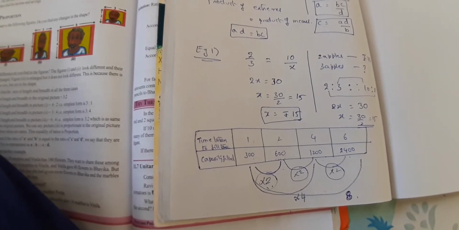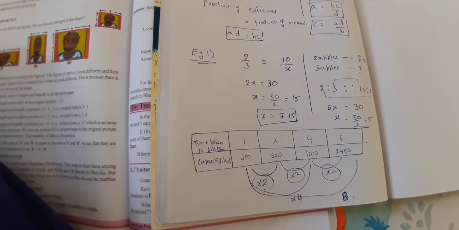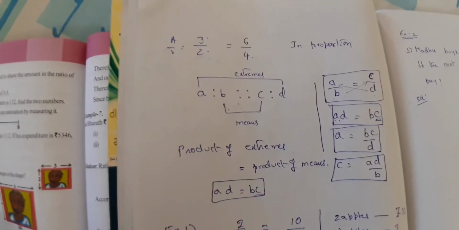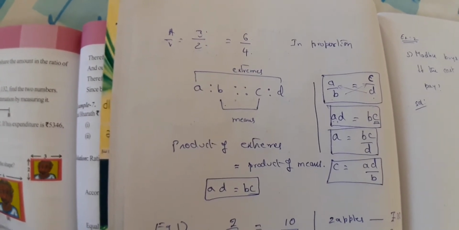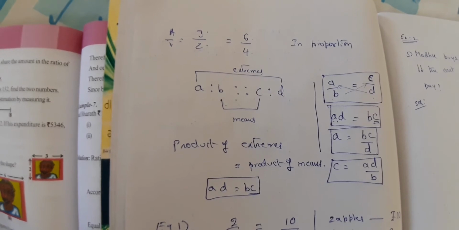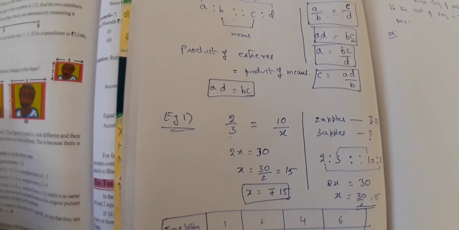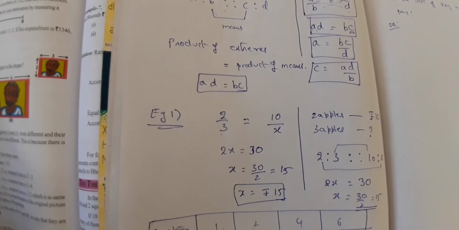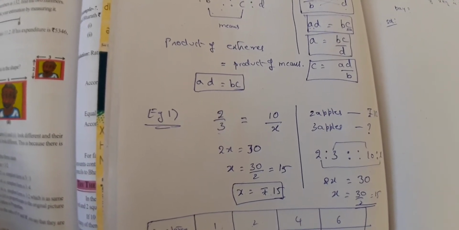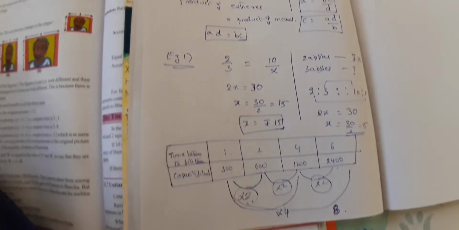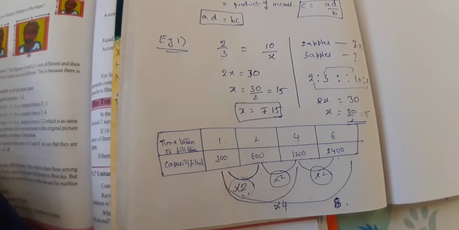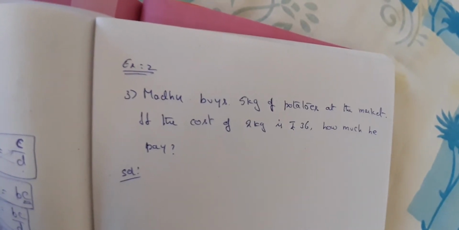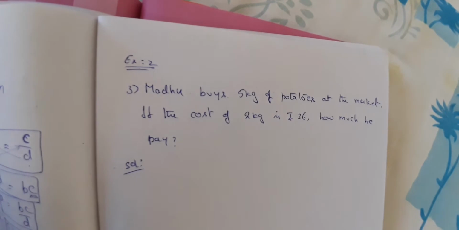Okay? Children, also pause the video for a moment and take the screenshots and copy down the notes. This is the first part of understanding proportion. This is the first example what we have done. And this is the third example what we have discussed. So children, now let us move to your exercise.